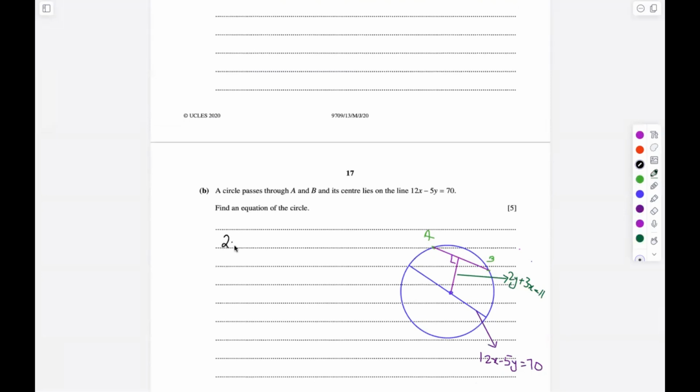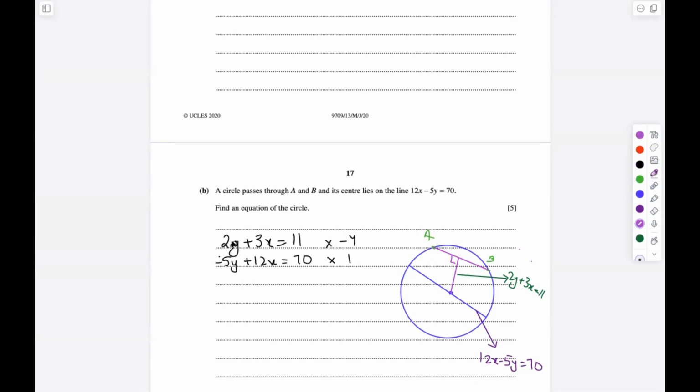So one of the equations is 2y + 3x = 11. The other equation is 12x, so we can write it as -5y + 12x = 70. To solve it simultaneously, we can first make the x values equal. So we can simply multiply the first equation by -4. We can also make the y values equal, so it depends. In this case, I'm just making the x values equal, and we can multiply the second equation by 1.